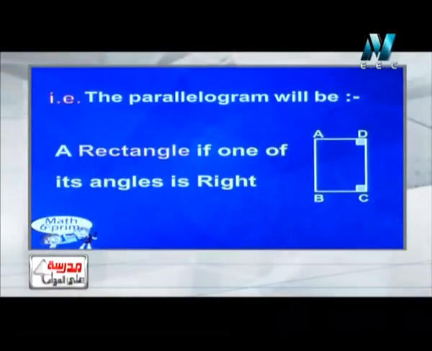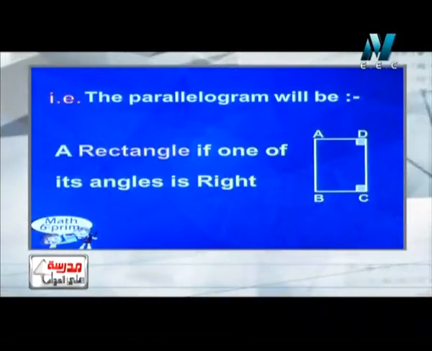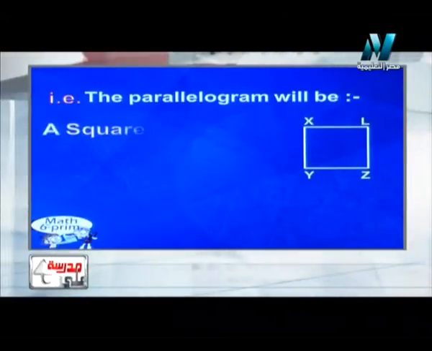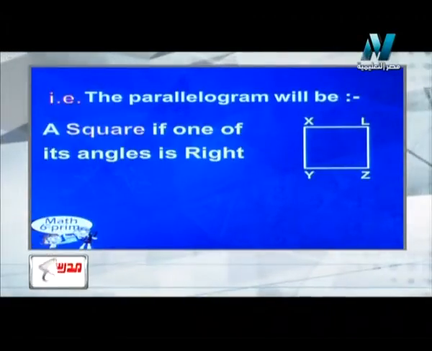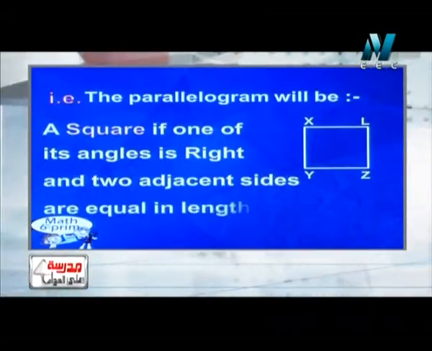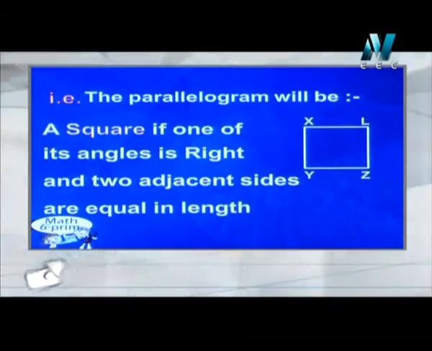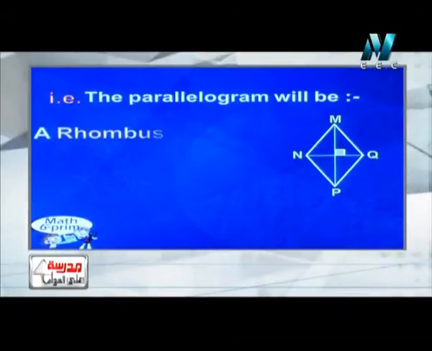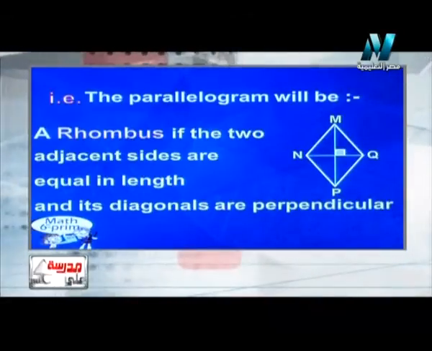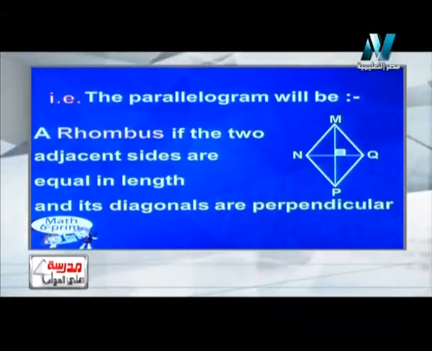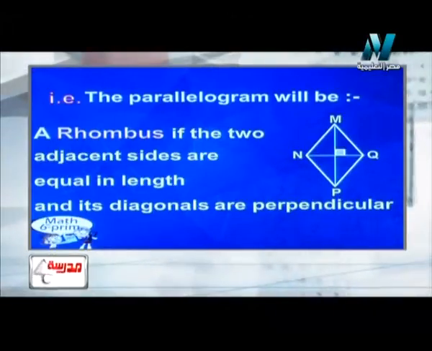Let's continue, my dear students. As you see, a parallelogram will be a rectangle if one of its angles is right. And in the same way, a parallelogram will be a square if one of its angles is right and the two adjacent sides are equal in length. Finally, a parallelogram is a rhombus if two adjacent sides are equal in length and the diagonals are perpendicular. We have now three new definitions: rectangle, square, and rhombus.